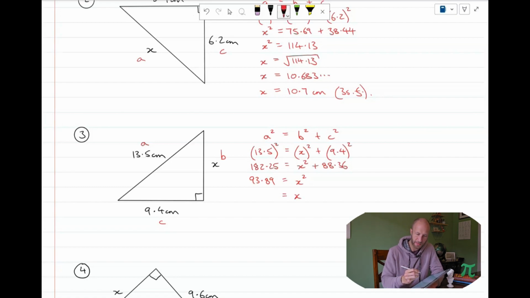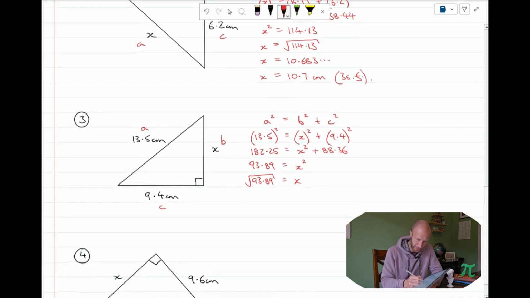So square root the right, you get just x, cancels the squaring, and then square root the left. And again, we can put that into our calculators. Square root of this is 9.689. I'm now going to write the x first. So x equals 9.689. Again, the number would carry on, and I'm going to round to 3SF.